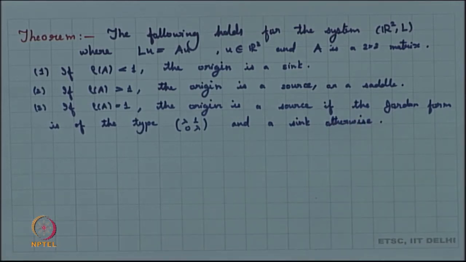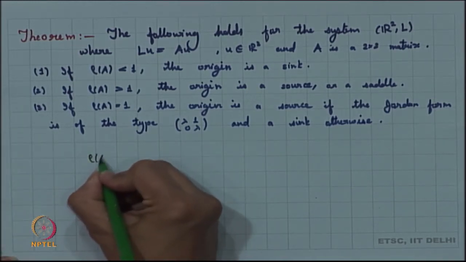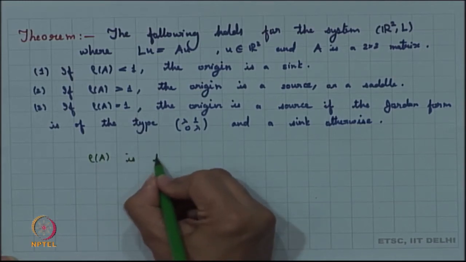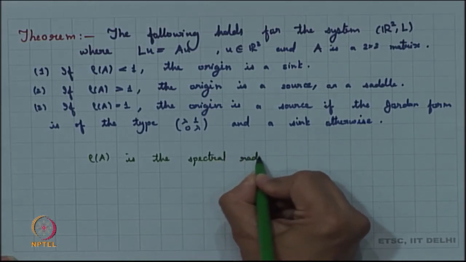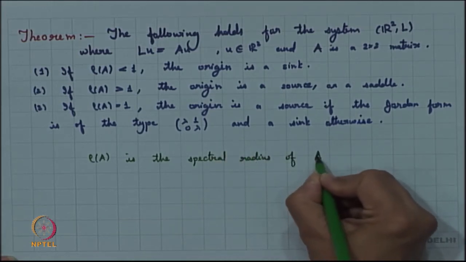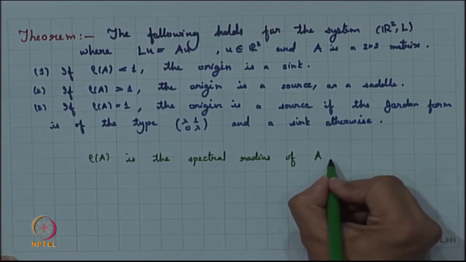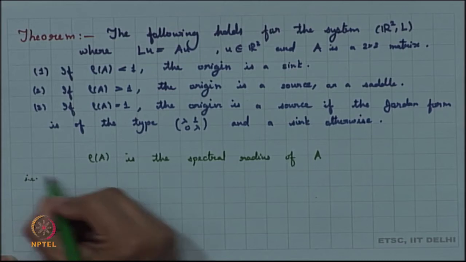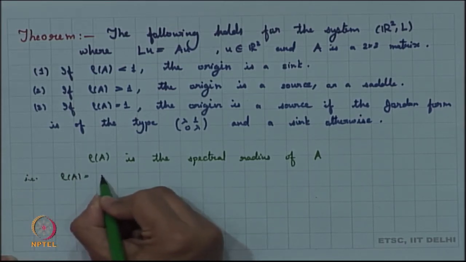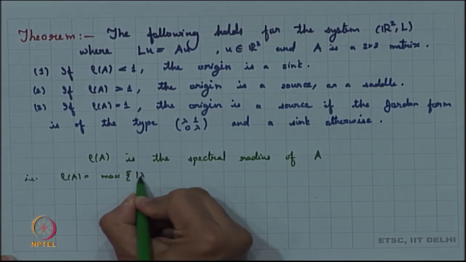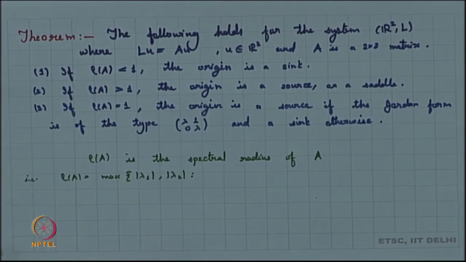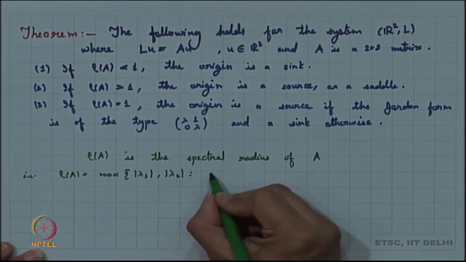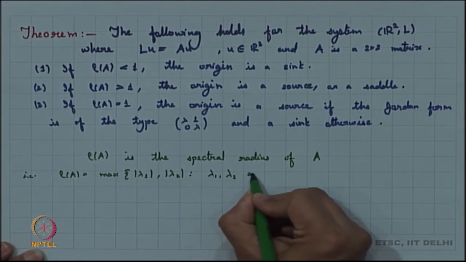Now, I have written rho A, but I have not defined what rho A is. Basically, rho A is the spectral radius of A, that means I can say that rho A is the maximum of mod lambda 1 and mod lambda 2, the maximum of one of these two numbers, where lambda 1 and lambda 2 are eigenvalues of A.